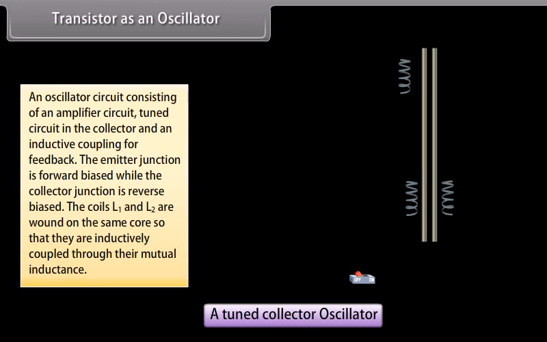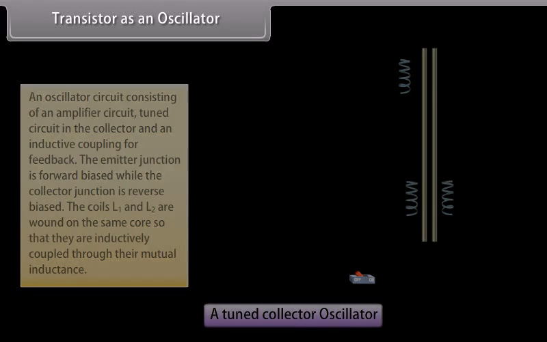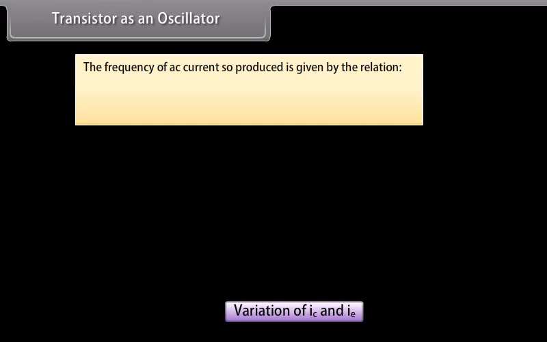On pressing the key, collector current suddenly starts flowing through L1. Consequently, a voltage is induced in coil L, which charges the capacitor C with such a polarity as to support the forward bias of the base-emitter circuit. On reaching saturation, collector current stops varying, hence the induced EMF in coil L vanishes. The frequency of the AC current so produced is given by the relation f equals 1 upon 2 pi multiplied by 1 upon under root LC.